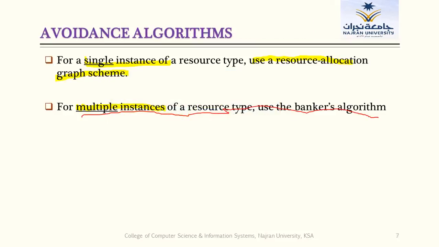Now we have some deadlock avoidance algorithms. It depends on the number of instances of a resource type. If we have a single instance of a resource type, then we will use the resource allocation graph scheme, which we discussed in the first session of lecture week number 9. And if we have multiple instances, then we will use Banker's algorithm.